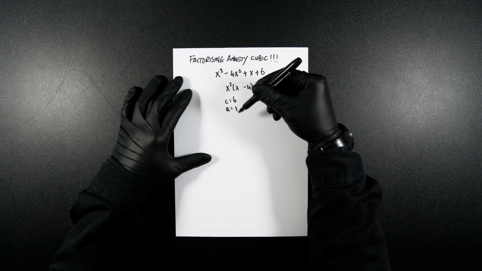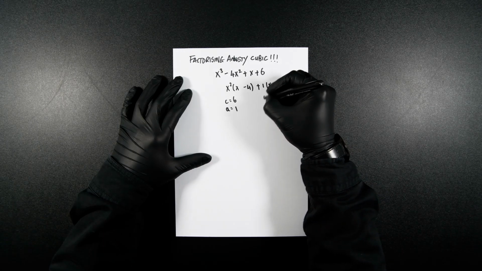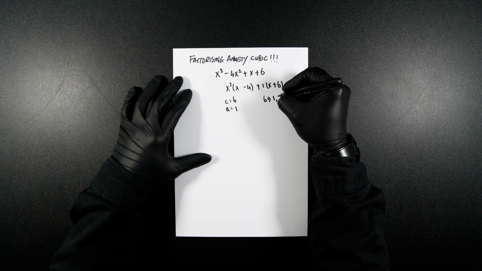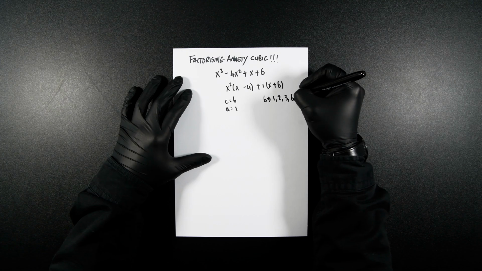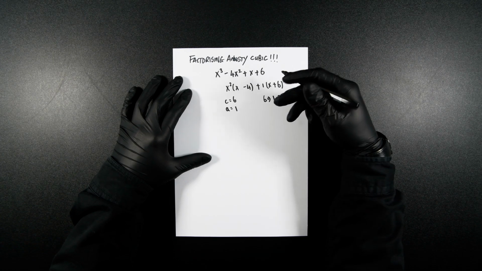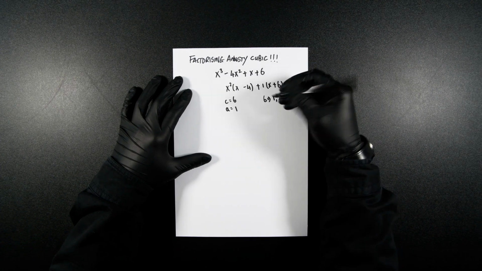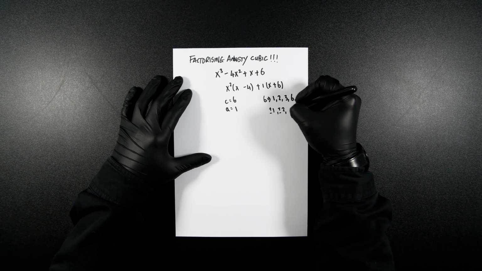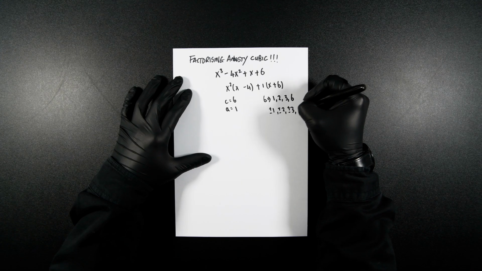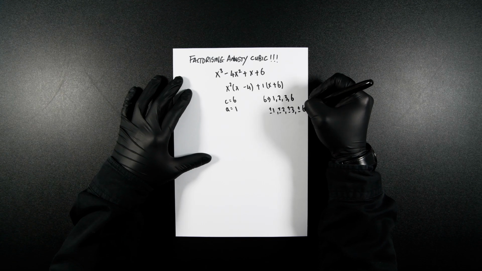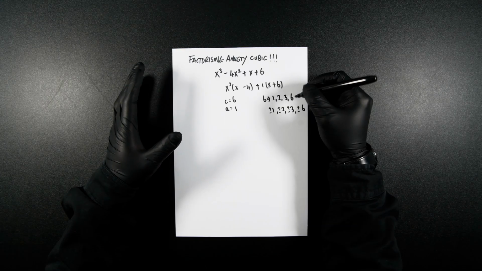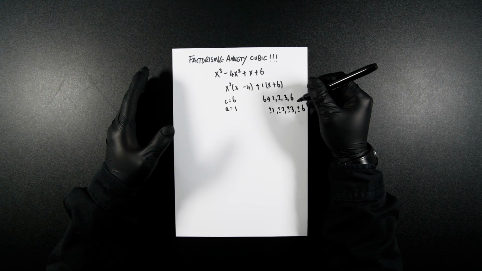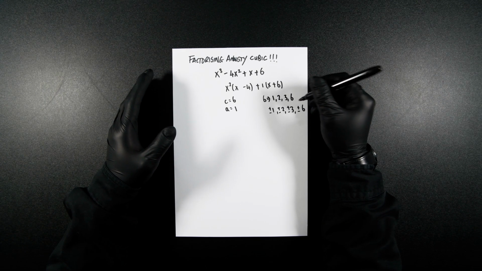So anyway, you now find out what the factors of 6 are. So obviously the factors of 6 are 1, 2, 3, and 6. So roots can be positive or negative. So that means you would have plus or minus 1, plus or minus 2, plus or minus 3, and plus or minus 6.